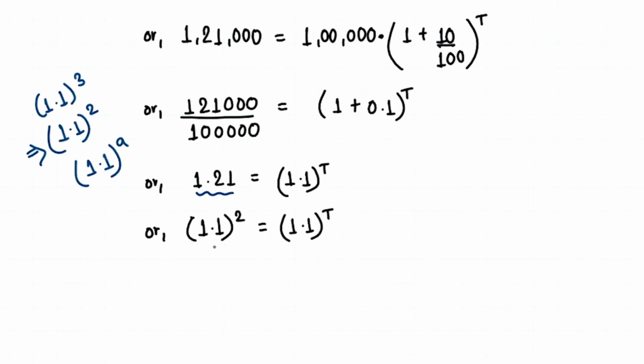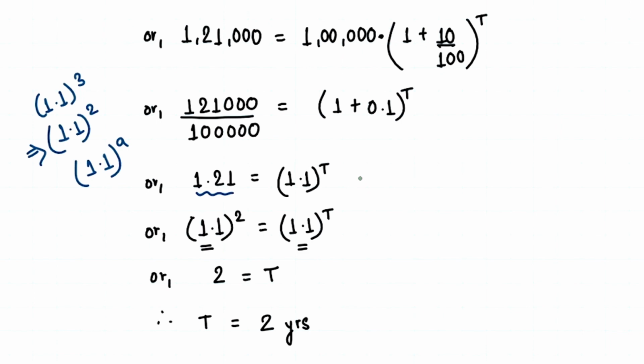Now the reason for doing this is when we have the same base, right, 1.1 and 1.1, the powers become equal from the law of indices. So what we can do now is we have 2 is equal to t, because the bases are same, so their powers are also equal. And hence we get our time period as 2 years.